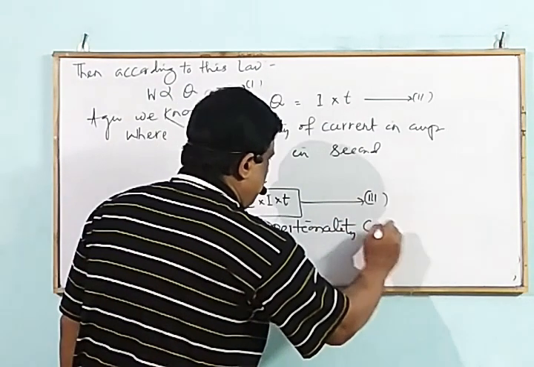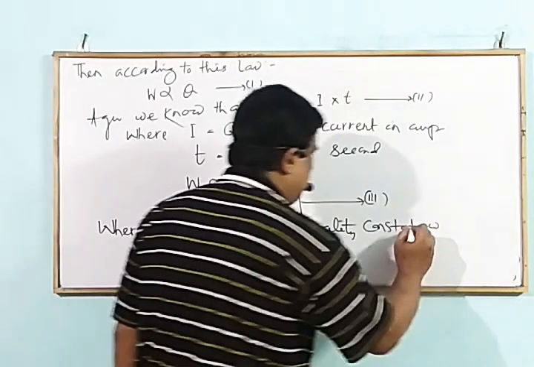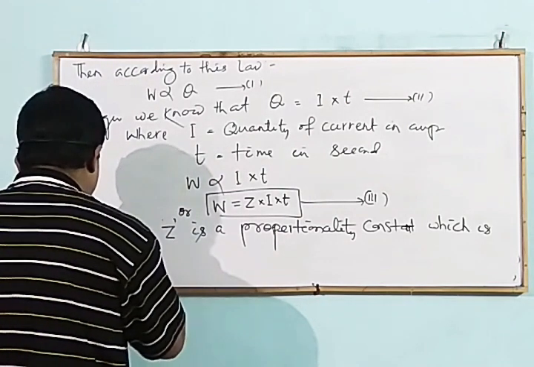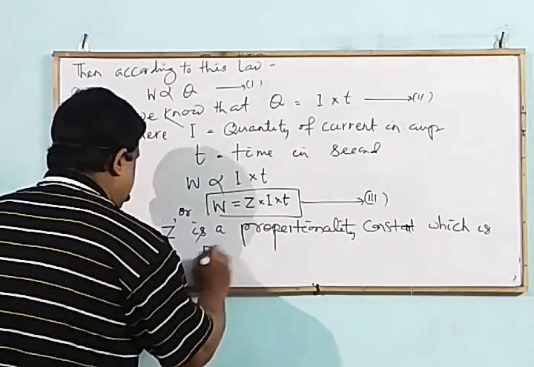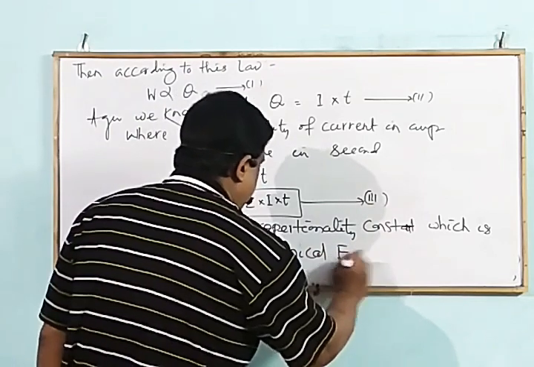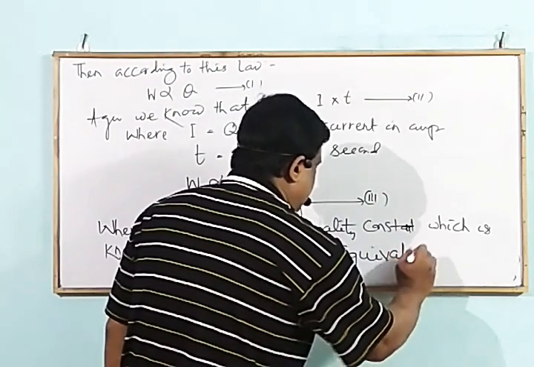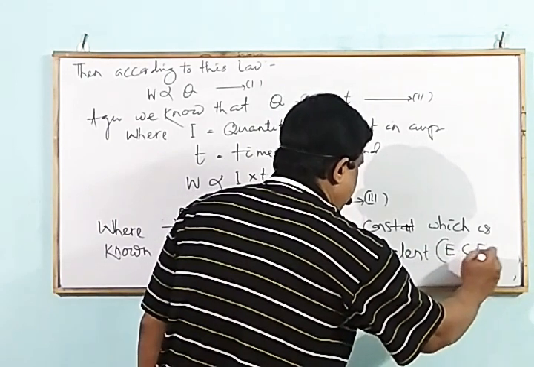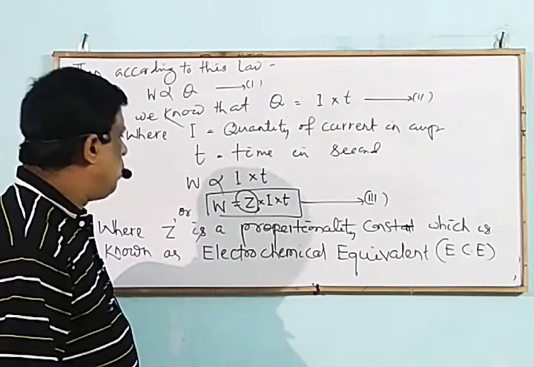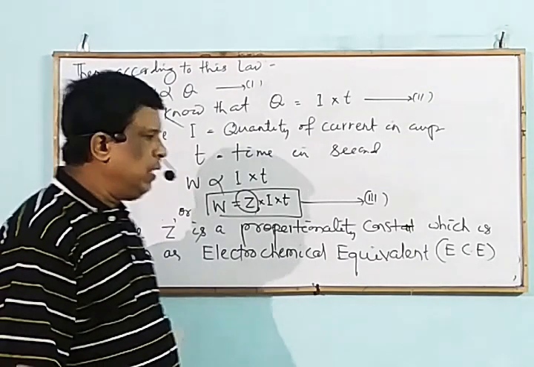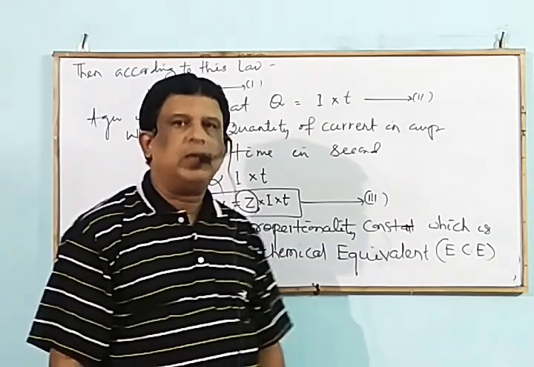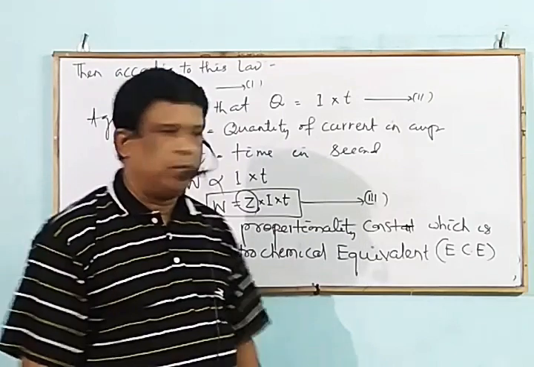Z is a proportionality constant which is known as electrochemical equivalent, that is ECE. Where Z is a proportionality constant which is known as electrochemical equivalent or ECE. Next, it is our duty to make a definition for ECE or Z. Mark that.